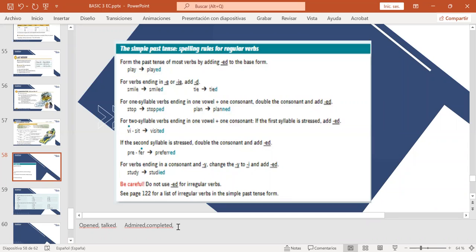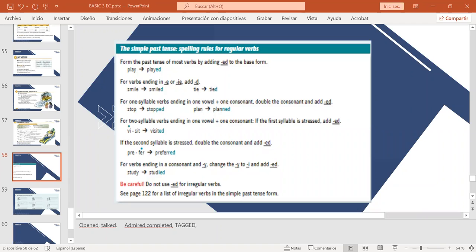Okay, so let's talk about another verb, the verb swim. Tag. Tag has the sequence consonant, vowel, consonant. The rule says that it is a one syllable verb, you're going to double the last consonant. In this case, it is G, and add ED. Do we have other verbs? Yes, of course. Let's talk about another verb.